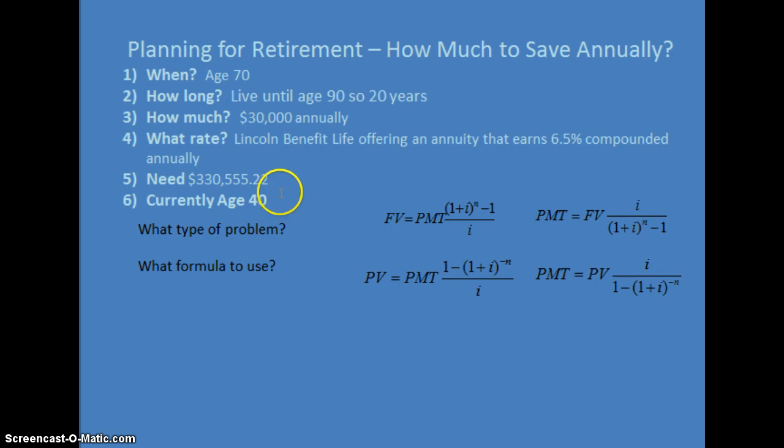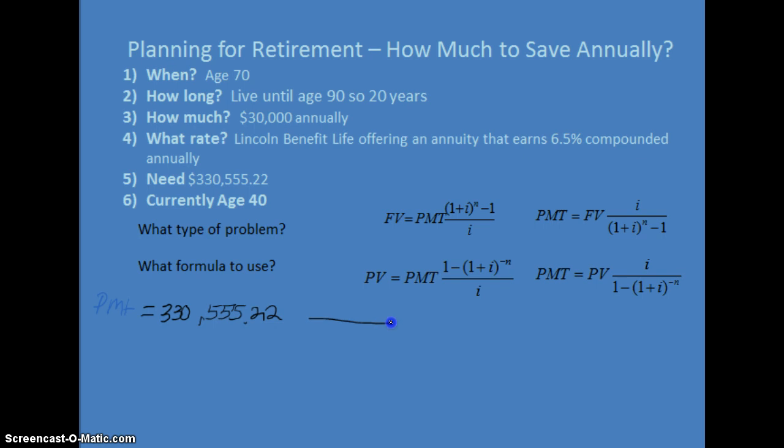Because it's in blue, because we are paying in, in order to calculate this, we actually want to know not what the future value is, because we have that calculated, but what the payment is. And so we'll use our formula, payment equals, well, the future value is this amount that we need, $330,555.22.